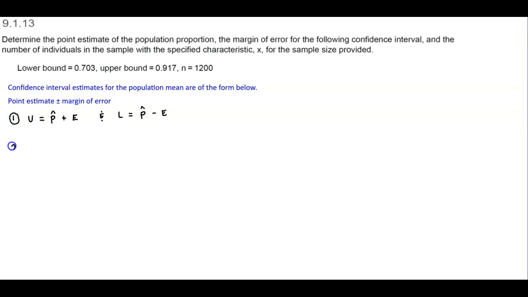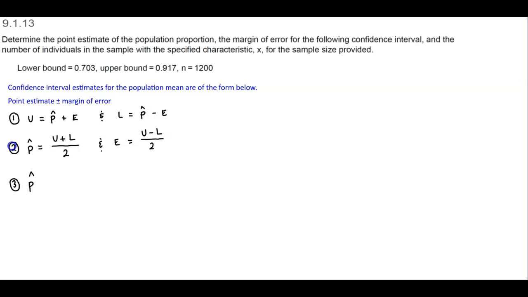And then there are two other formulas. In order for us to find the point estimate, it is equal to the upper bound plus the lower bound, and then dividing that by 2. And in order to find the margin of error, it is equal to the upper bound minus the lower bound, and then dividing that by 2. So we can find the point estimate and the margin of error with the given information.